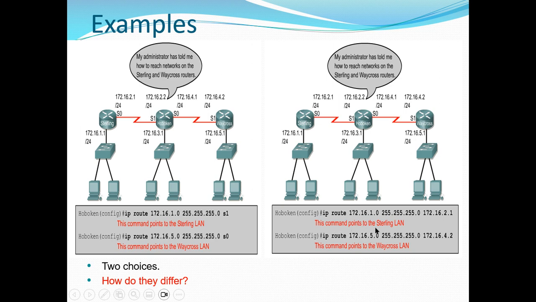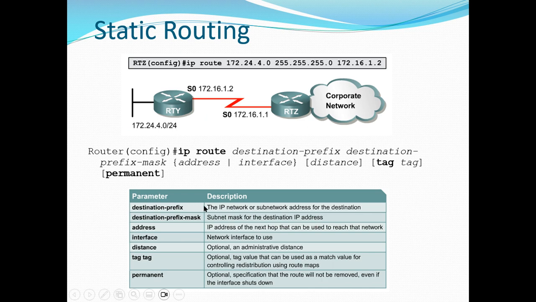But two choices. How do they differ? We have this one and also this one. This command points to the Sterling line, but this command points to the Waycross line. And how are these different? You can write S1, and you can write 172.16.2.1. These are two strategies that you can use according to what they're saying here. So here at S1 you used the interface number S1 or S0. Here you used an IP address for the next hop. How do they differ? That's what they're asking.